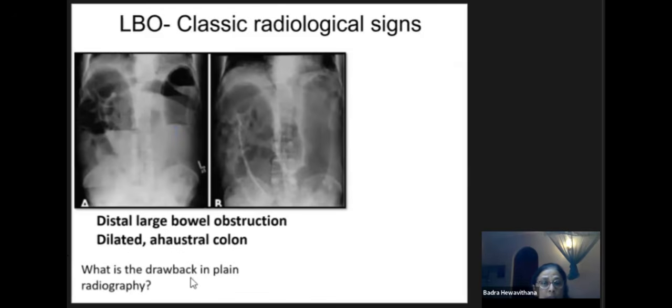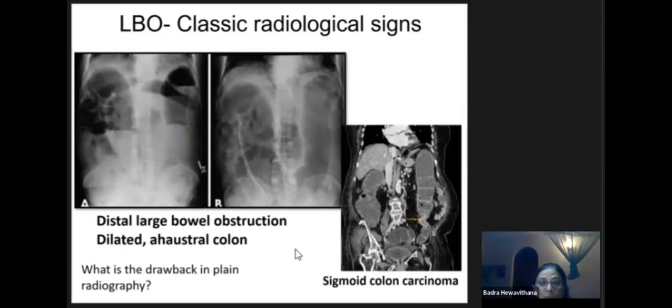So what is the drawback in plain radiography when you are dealing with bowel obstruction, whether it is small bowel or large bowel? I already showed you a case. So what is the drawback? If you did a CT scan, you will see this. You can see this patient. You can see a sigmoid colonic cancer or descending colon cancer. So this is a dilated descending colon, and you can see at the same time the cause of obstruction, sigmoid colonic cancer.